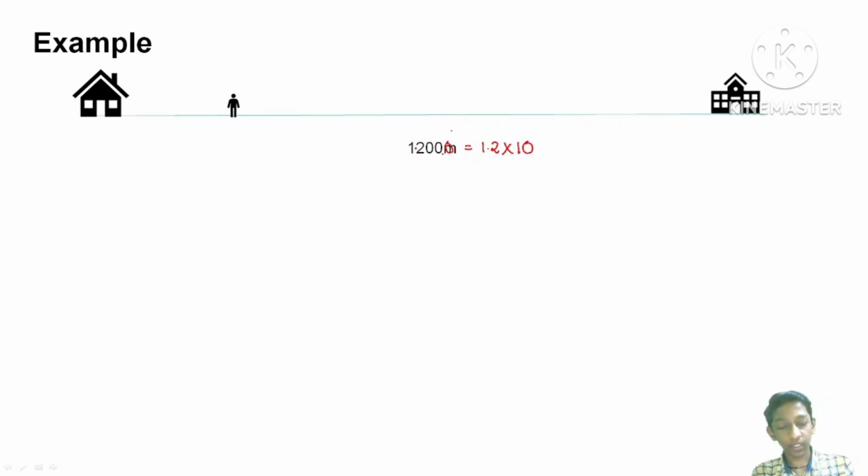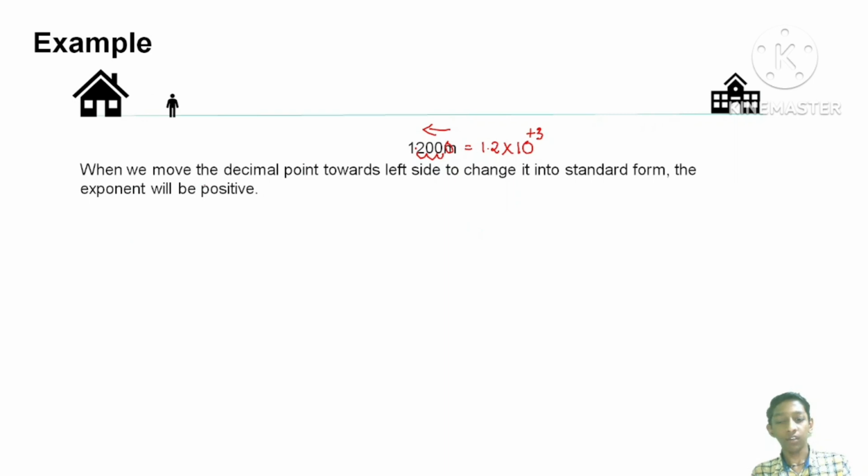Since the decimal is moving from right to left, the exponent will be positive. So let's see how many places it has to move. 1, 2 and 3. 1.2 into 10 raised to the power of 3. When we move the decimal point towards the left side to change it into standard form, the exponent will be positive. If we move the decimal point towards the right side to change it into standard form, then the exponent will be negative.